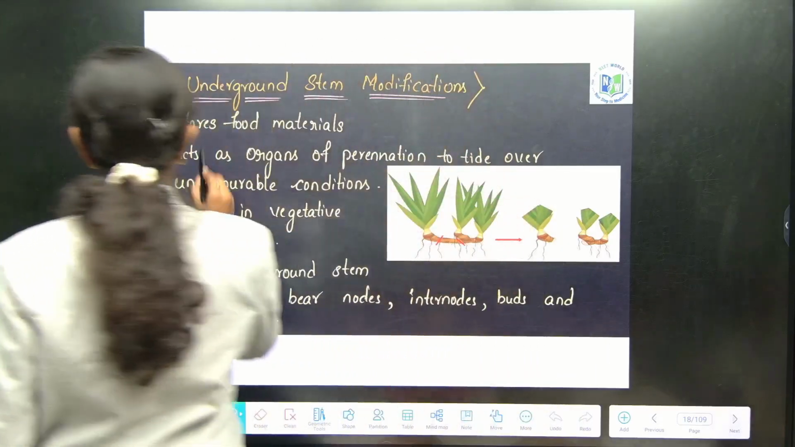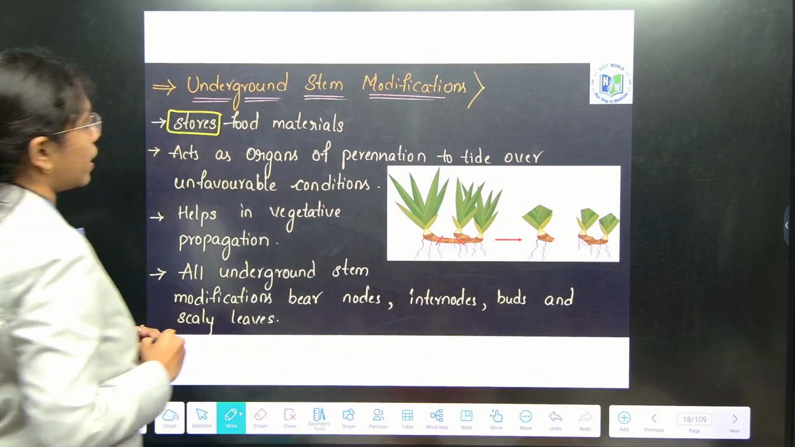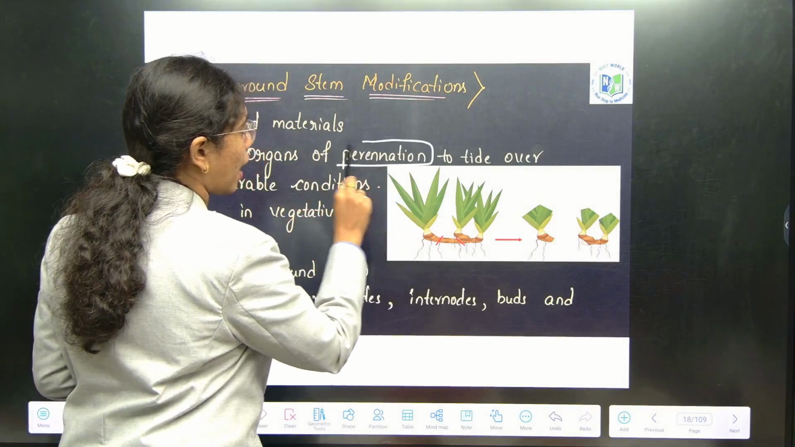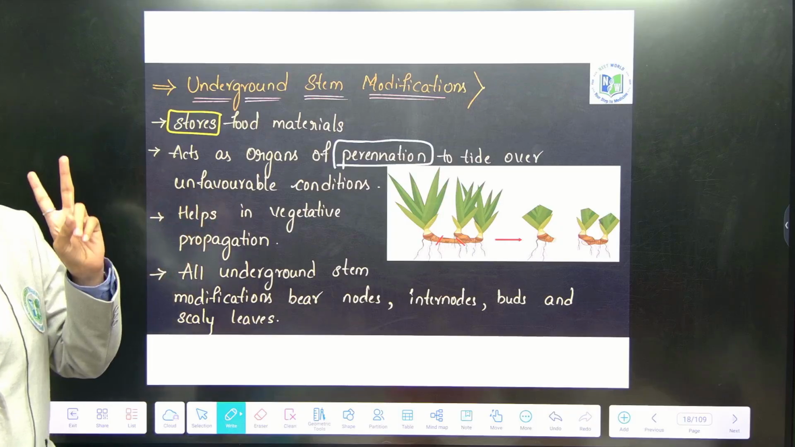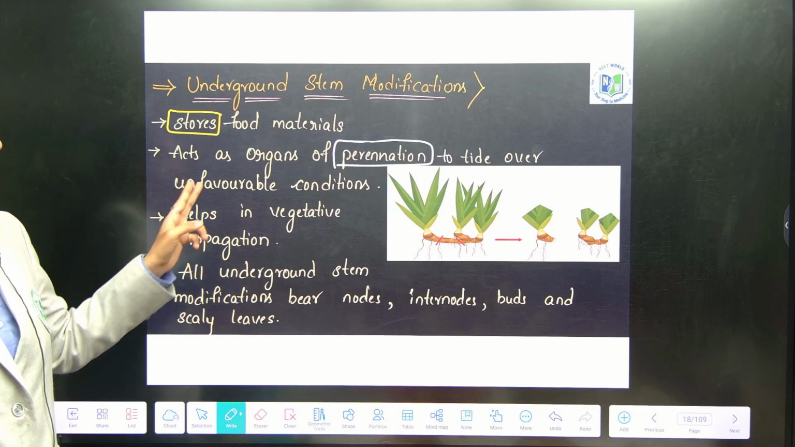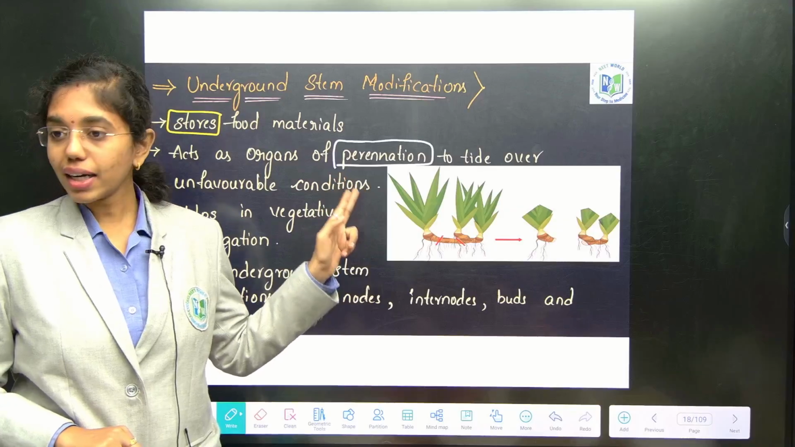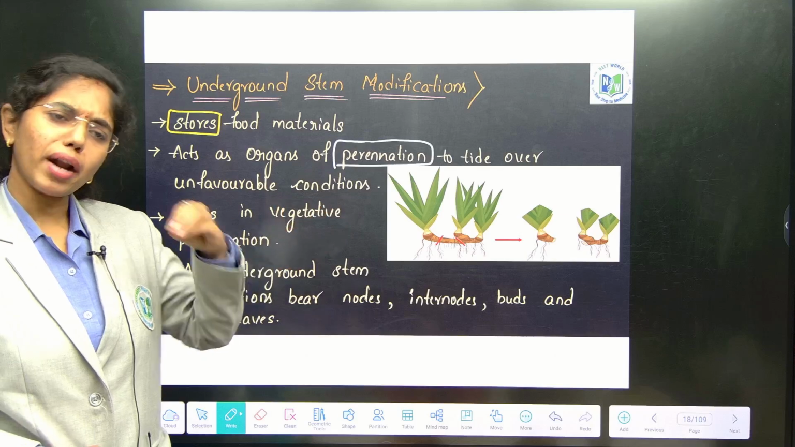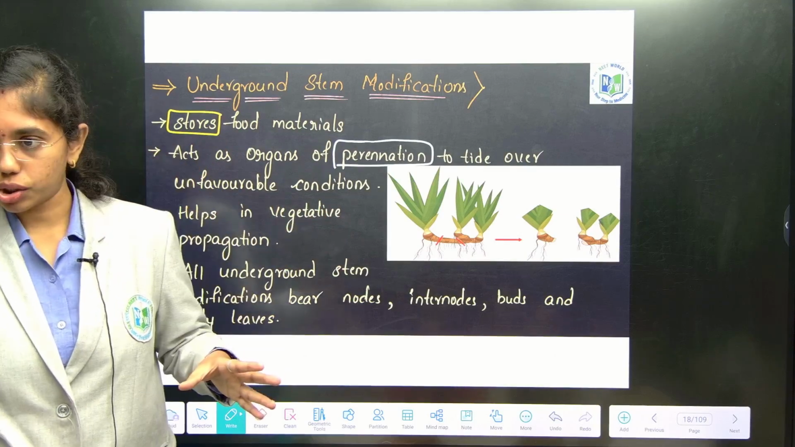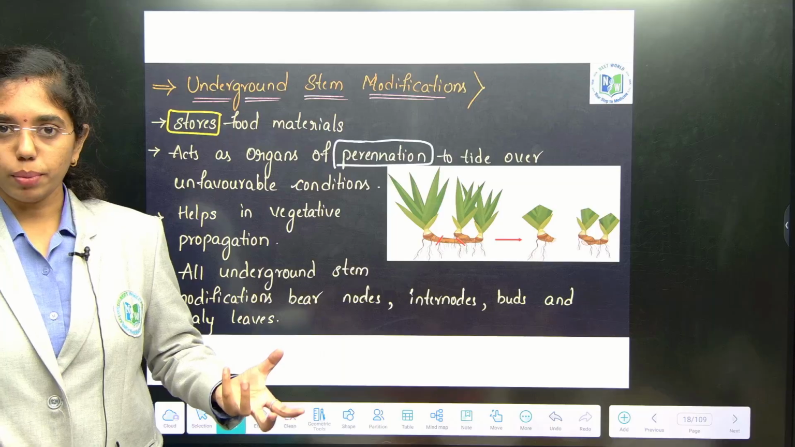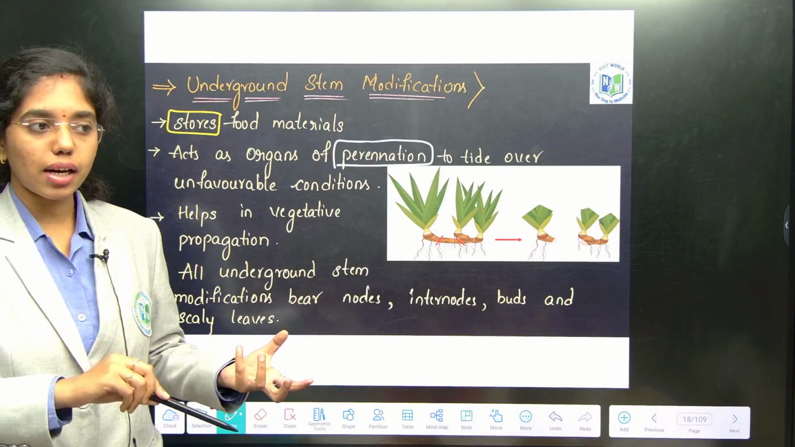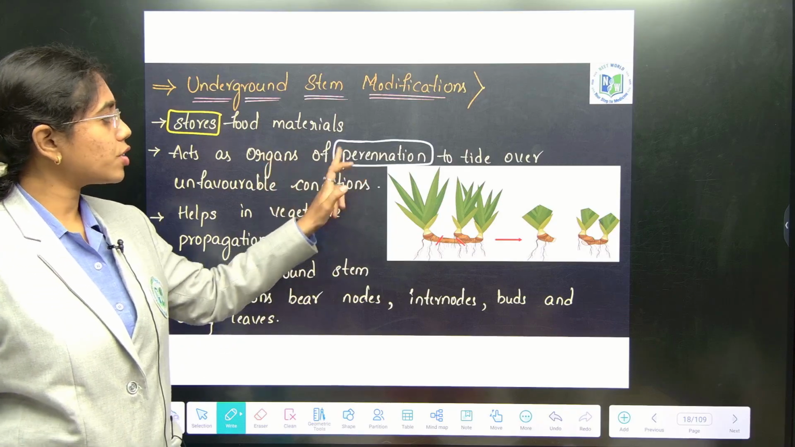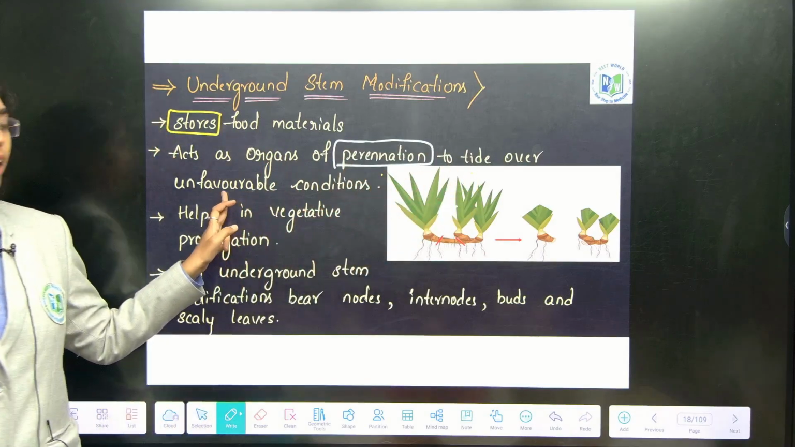The main purpose of underground stem modification is to store food materials. They act as organs of perennation to tide over unfavorable conditions. You are listening to this statement the second or third time. What does organs of perennation mean? Any structure, be it an endospore, a root or a stem or any part of the plant body, if it survives during unfavorable conditions and, when favorable conditions resume, gives rise to a new generation, that is known as an organ of perennation to tide over unfavorable conditions.